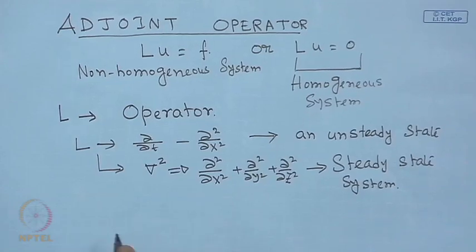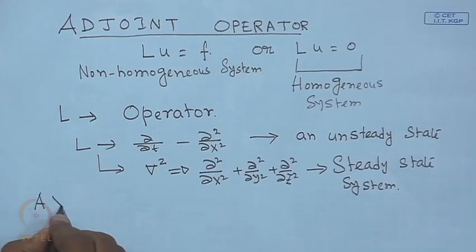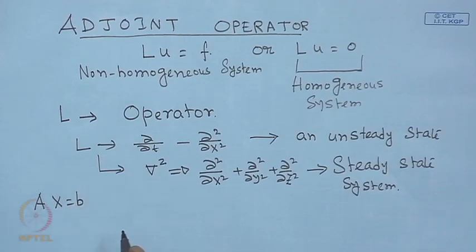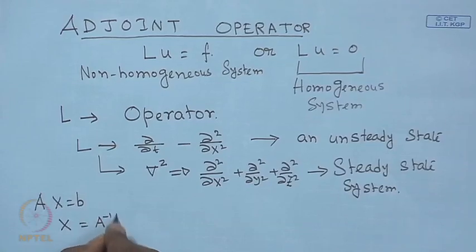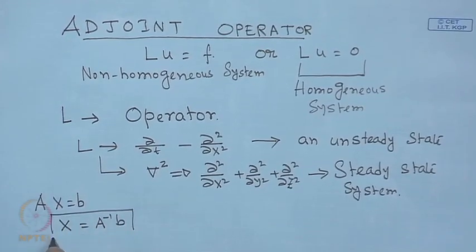Now, if you look into the matrix operation, I will just bring a corollary of matrix operation. A x is equal to b in a discrete domain. This is the matrix, so what is the solution to this system? x is the solution vector, A is the matrix, b is the non-homogeneous vector or coefficient vector. So, the solution is given as x is equal to A inverse b. So, we have to find out the A inverse, the matrix inverse, in order to get the solution vector.